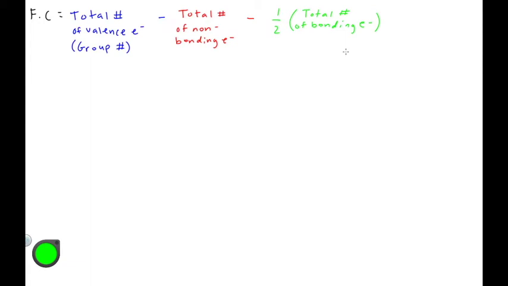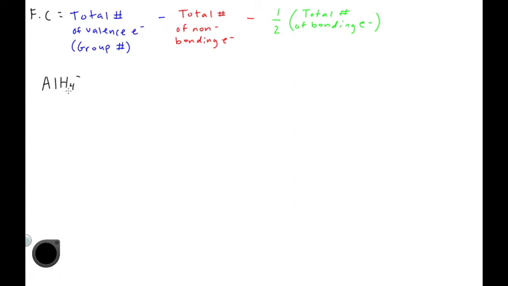And to help us visualize these molecules, we're going to be drawing the Lewis structure for each of these molecules. So our first molecule that we're going to be working on is aluminide, which is AlH4 minus. So let's draw the Lewis structure for aluminide.